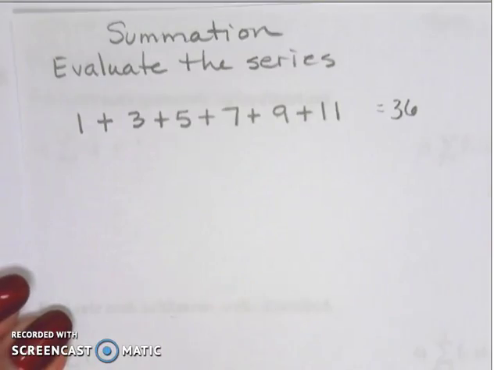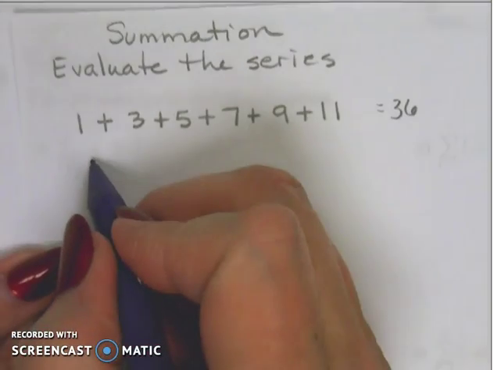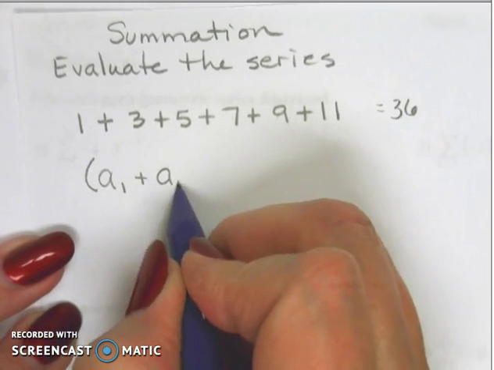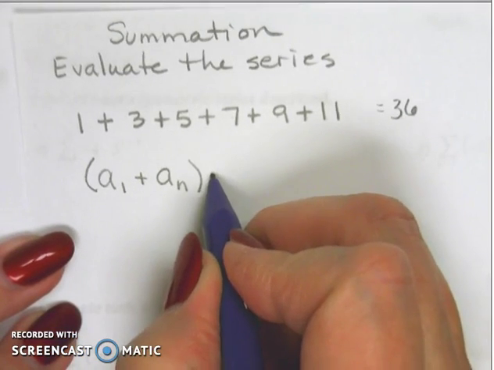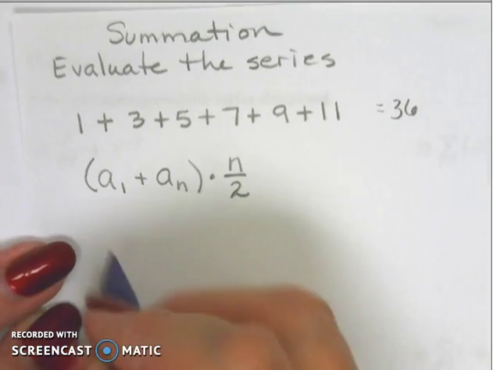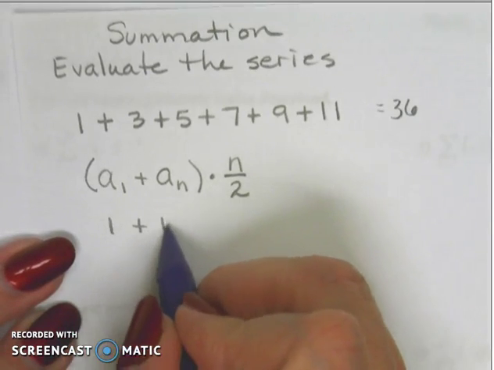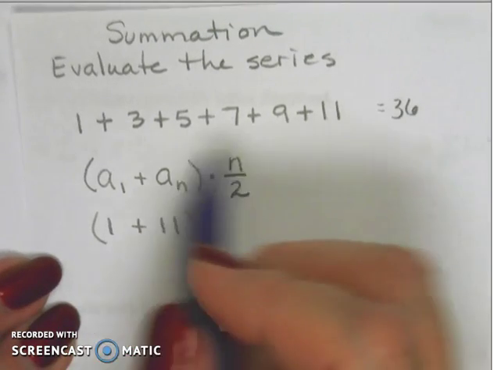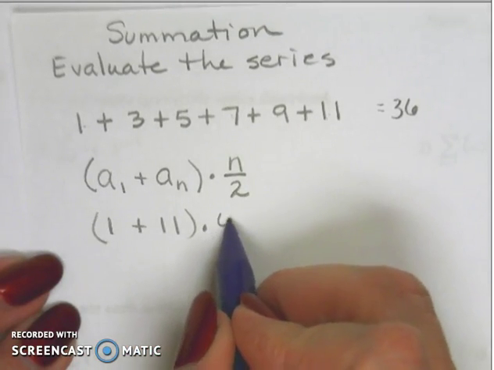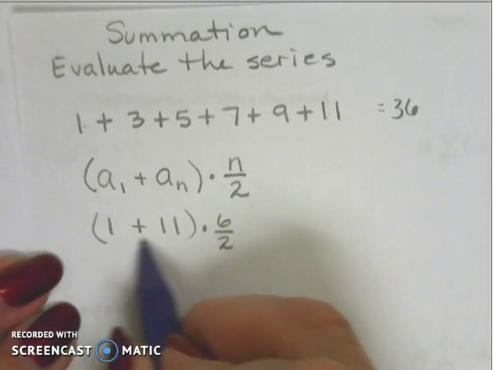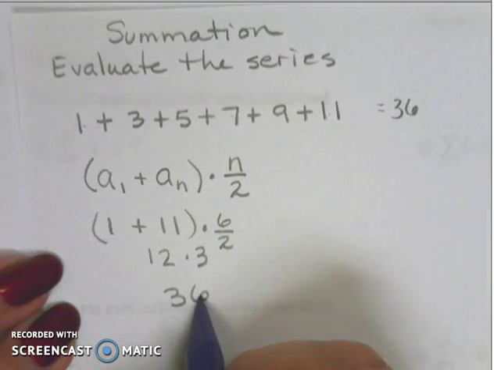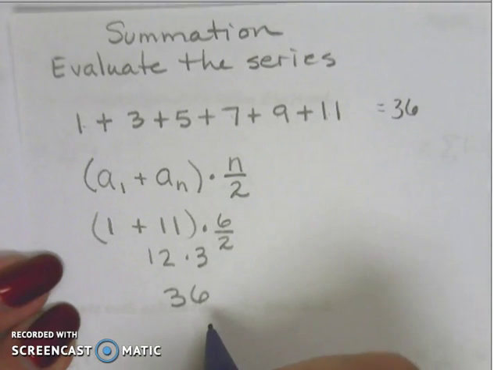Well, you can also use a formula. The formula is the first term plus the last term times the number of terms you have divided by 2. So if I add 1 plus 11, then I have 1, 2, 3, 4, 5, 6 terms times 6 divided by 2. That gives me 12 times 3, which is again 36. I get the same value.